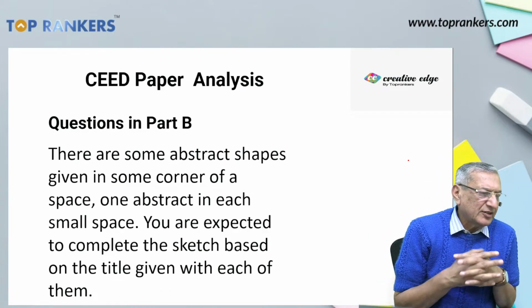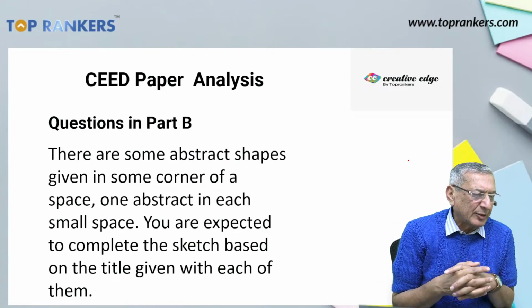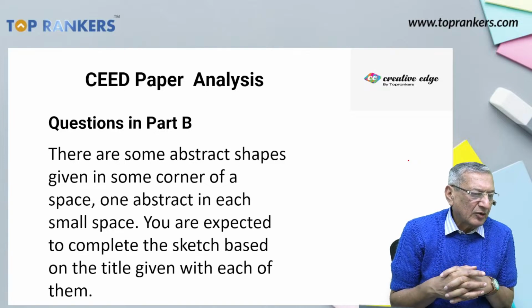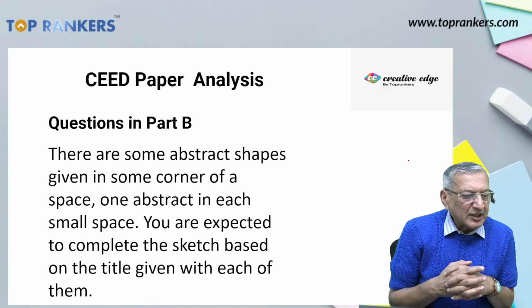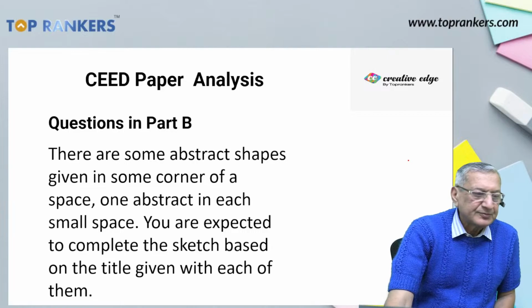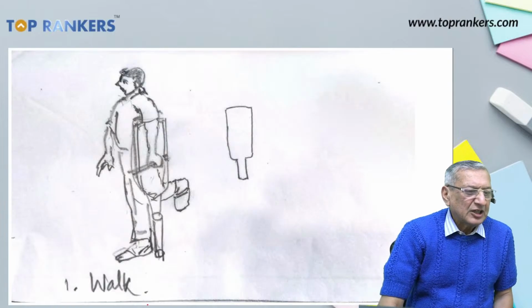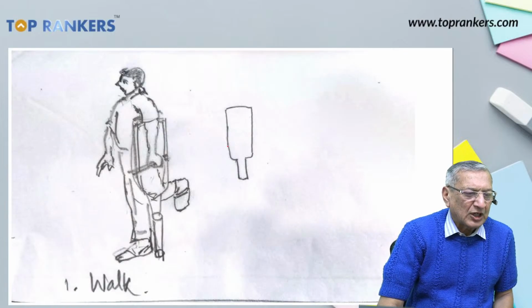See, paper analysis continues. There are some abstract shapes given in some corner of a space, one abstract in each small space. You are expected to complete this sketch based on the title given with each of them. Then there was this upside down bottle kind of a shape given in one corner of the first space. And the title given was walk. What best could have been done?